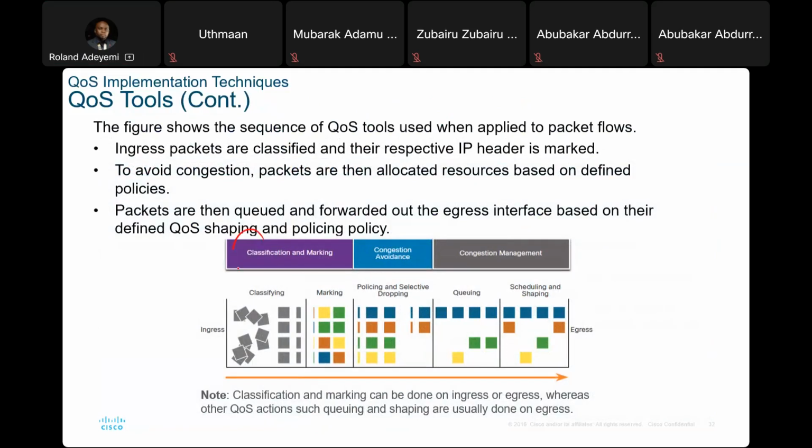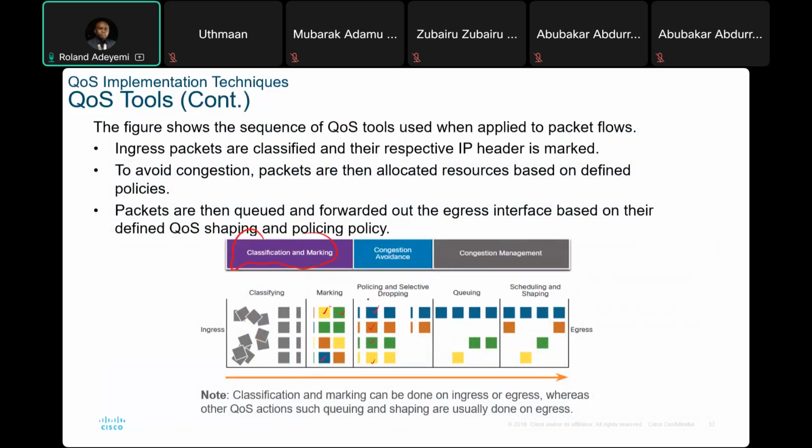Look at it here. When you're classifying and marking, you classify the data, you mark them. Look at the marking here. Some are marked yellow, some are marked red, some are marked blue. After we have classified, what are we going to do? Later, we can tell the router how to deal with the packets that are marked blue, brown, gray, or yellow. We tell the router how to deal with them.